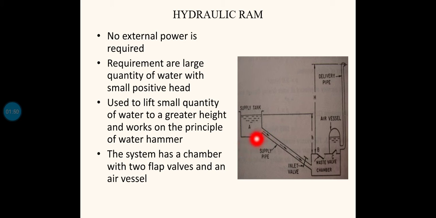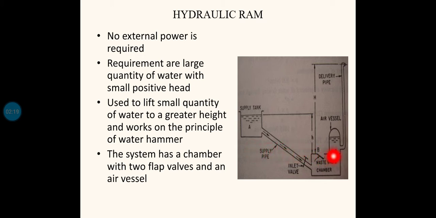Usually hydraulic rams are used to lift a small quantity of water to a greater height. Priority is given to lifting a very small quantity of water, that is, the discharge from this hydraulic ram will be very less, but it can be raised to a particular height. That is the advantage of hydraulic ram. And remember, no external power is required for this one to operate. So it is used to lift a small quantity of water to a greater height and works on the principle of water hammer. The system has a chamber with two flap valves and an air vessel.